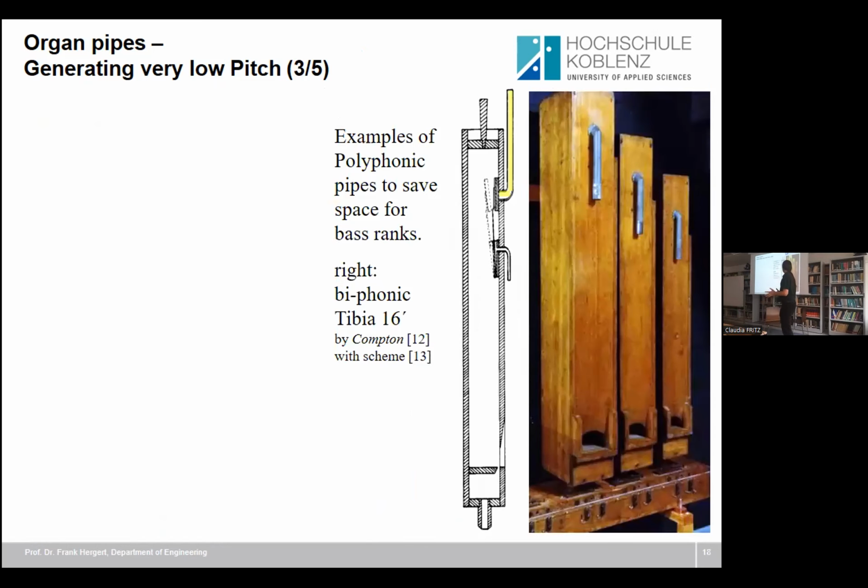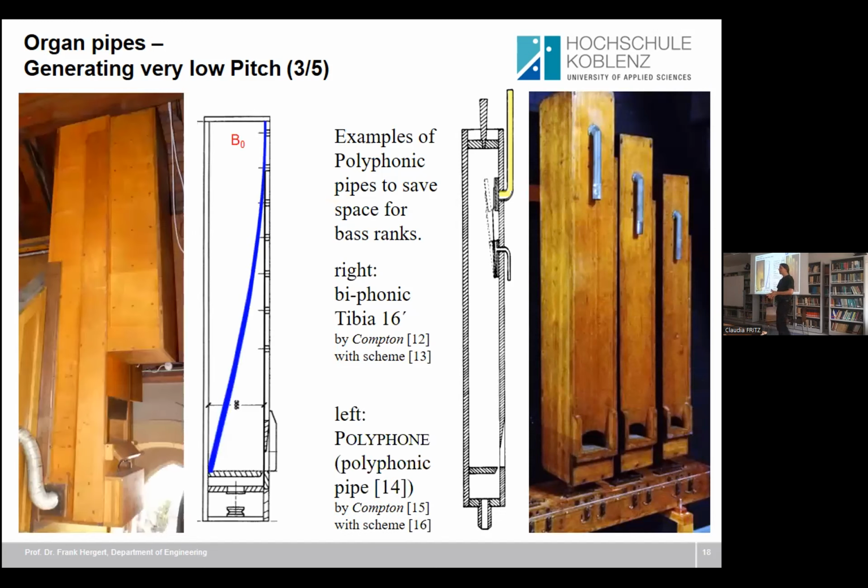Here are also nice examples. When space is a problem, you can use a stopped pipe with a chimney attached. So in the drawing, it's pointing upwards. In the picture, it's pointing down. It is not important. And when you open this chimney, the pipe gets a bit higher because it is on the way to an open pipe. And now you have to control this valve, and then you have 2 pitches on 1 pipe. So you can play C and C sharp, not at the same time, but after each other. Same pipe.